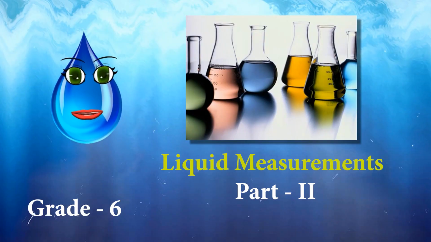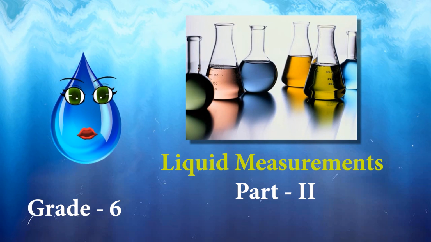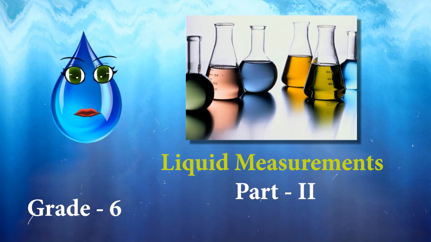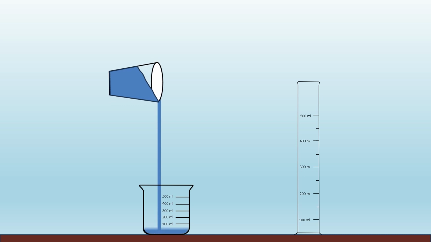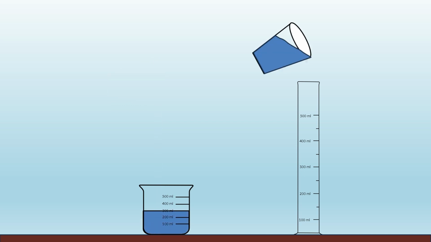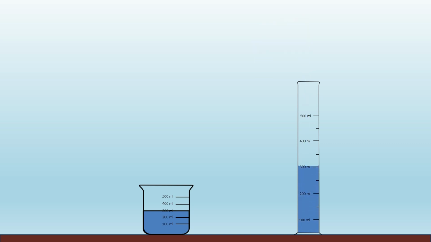Dear children, we finished the first part of the liquid measurement lesson by asking how to determine the amount of liquid in milliliter and liter. We have a beaker and a measuring cylinder. Let's pour the same amount of water from this cup into these two containers. Dear children, according to the bottom of the container, did you see that the water level is varying?